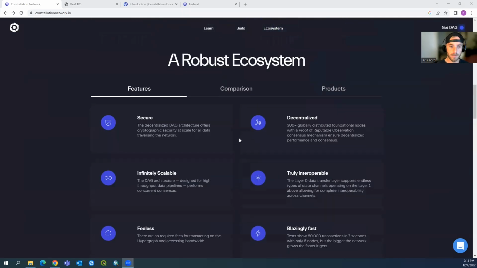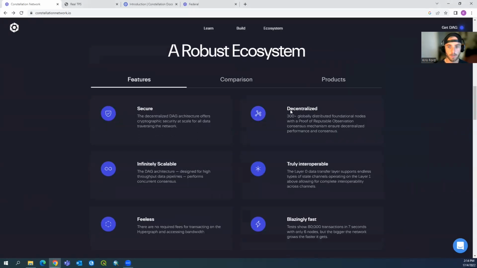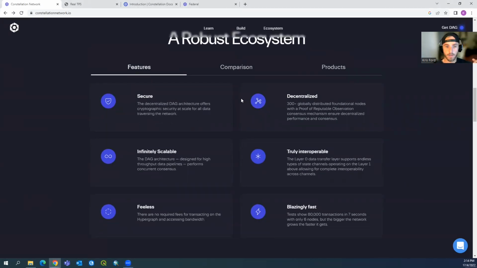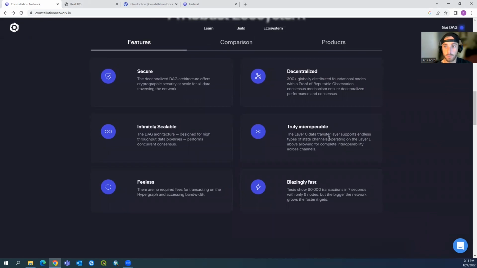So starting off, coming down here, we go into a robust ecosystem, and it's going to talk about features and comparison products. So it's just like any other blockchain: secure, decentralized. They found a way to solve the blockchain trilemma, which is never true. There's always going to be an issue with the blockchain trilemma. The way to solve it is to have multiple blockchains that are connected. And then they have interoperability, which is imposed through their hypergraph. It also has a layer one function where you can build decentralized applications on top of it. So it kills two birds with one stone.